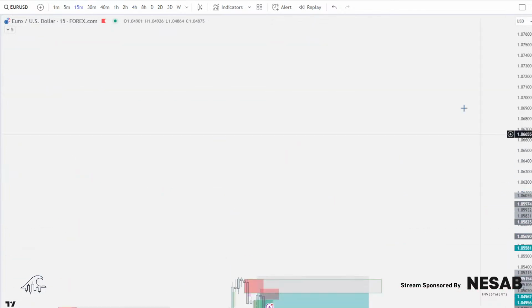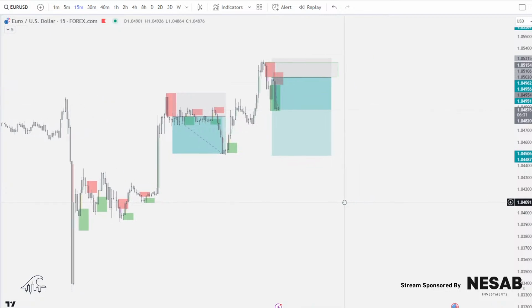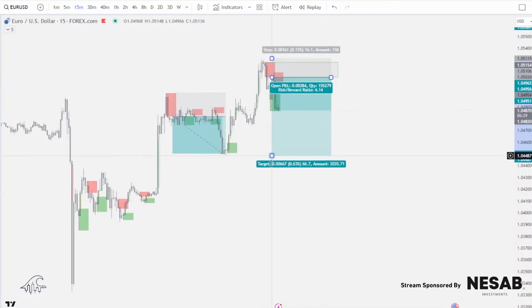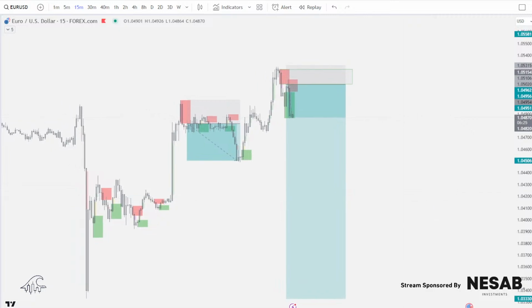Euro selling down beautifully. Need to see if we can get it down to some of these lower points. That's your ultimate target if you're holding for the long term. That's your ultimate target right there.